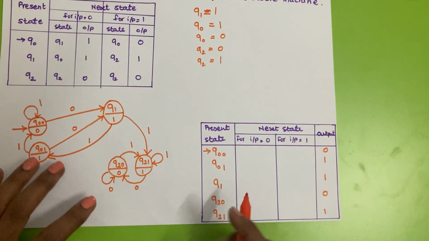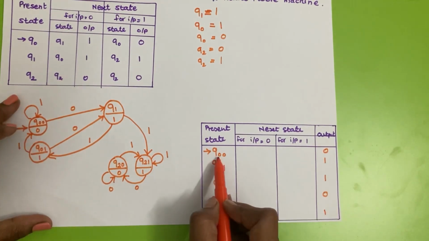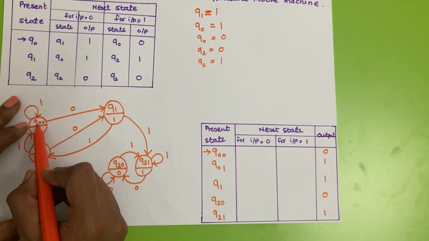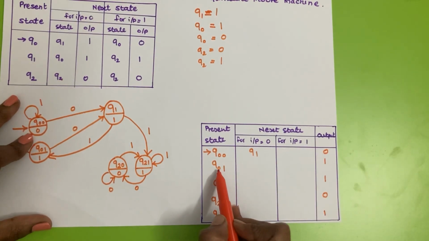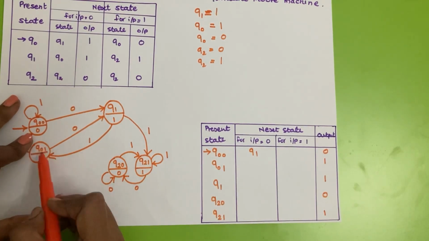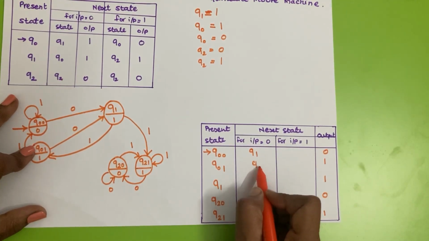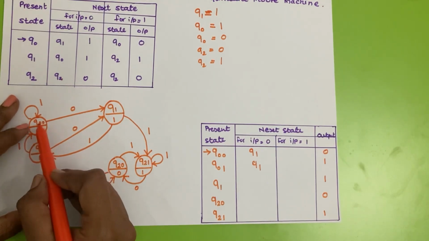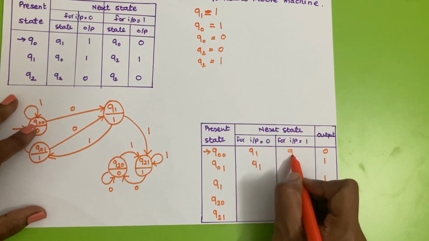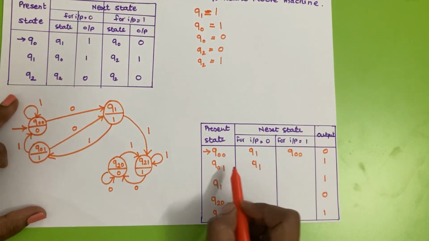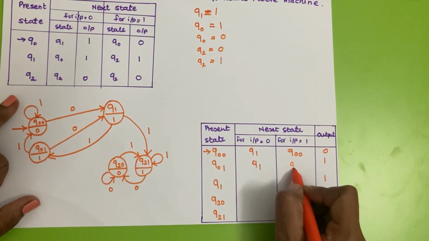Now we will add the transitions to the Moore machine. For Q0 0, on input symbol 0, it is going to state Q1. Now Q0 1, on input 0, will go to state Q1 again. Now for Q0 0, if the input symbol is 1, it will remain in the same state, that is Q0 0. And for Q0 1, on input 1, it will go to state Q0 0.